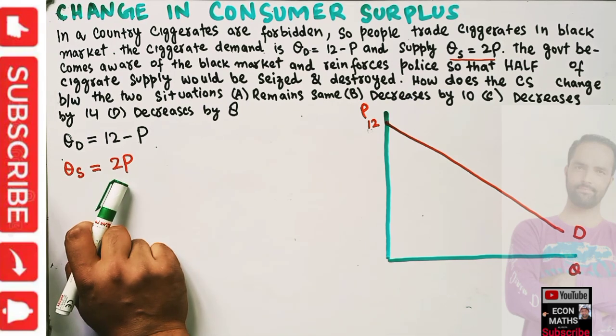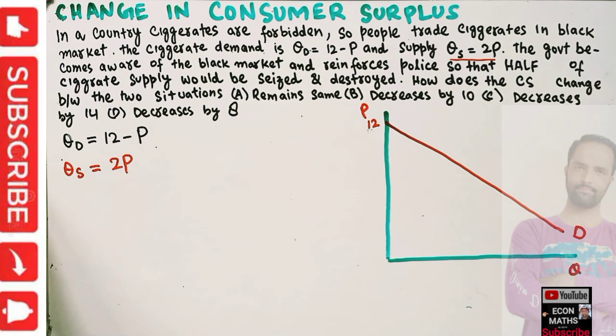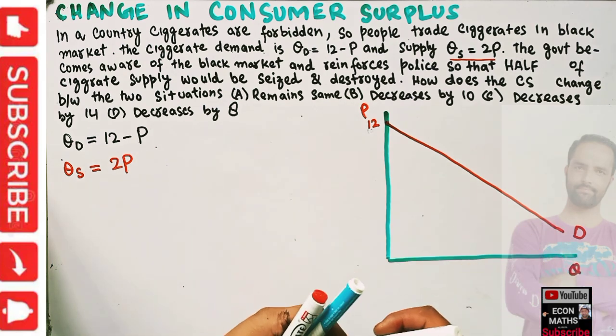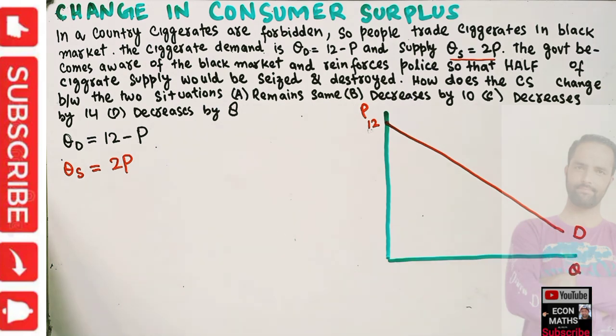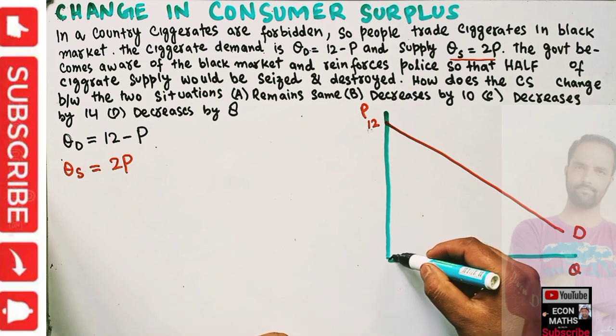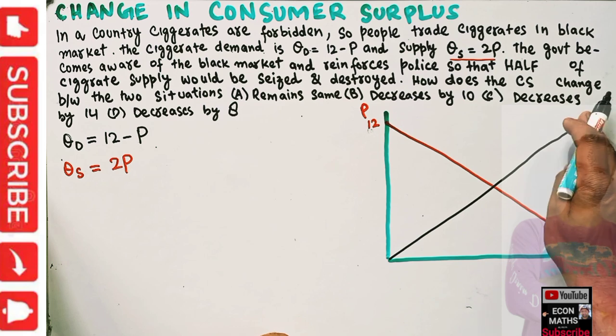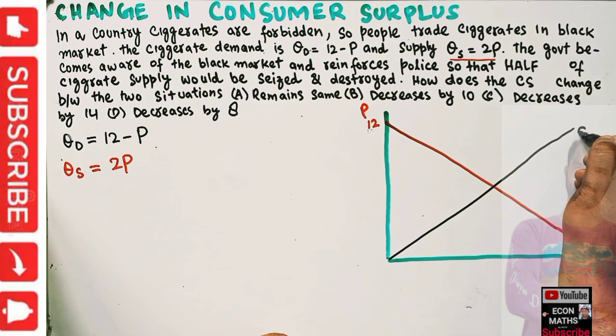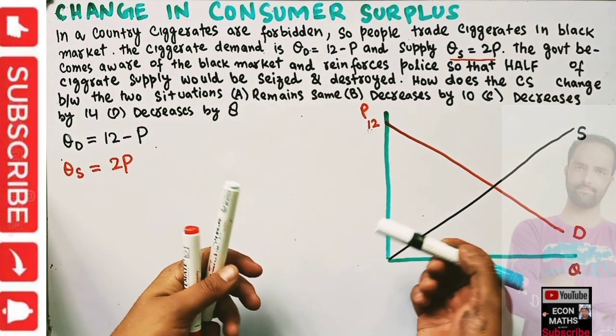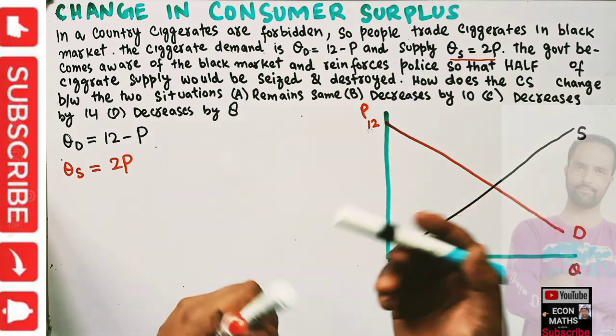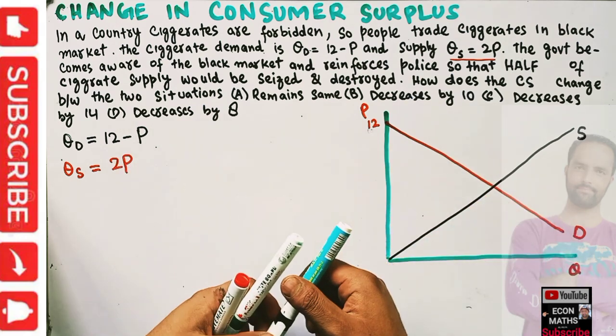Now quantity supplied is 2P. We don't have any intercept here, it will go straight through the origin. So let's draw with another color. This is our quantity supplied, supply. Now we need to find out the equilibrium price and quantity. The intersection of demand and supply curves will give us the equilibrium price and quantity.